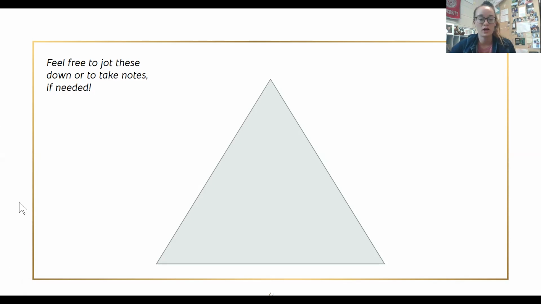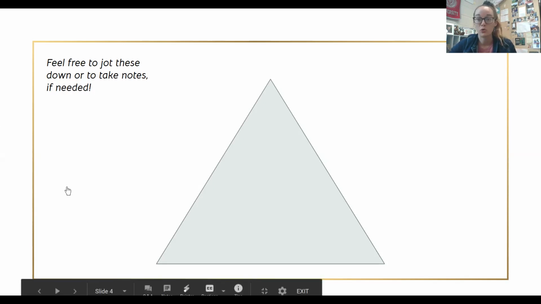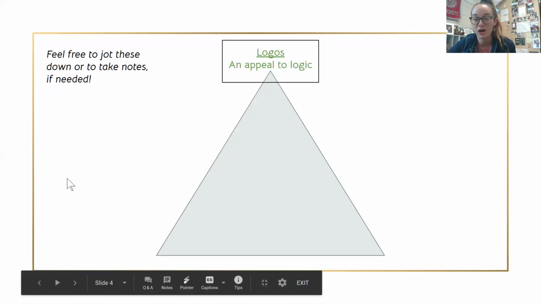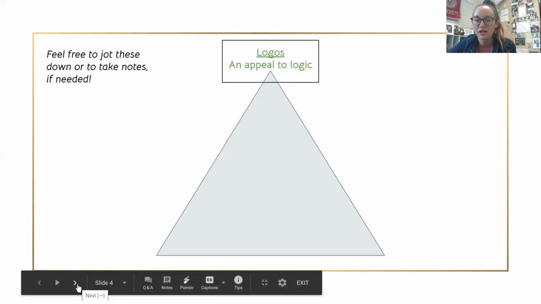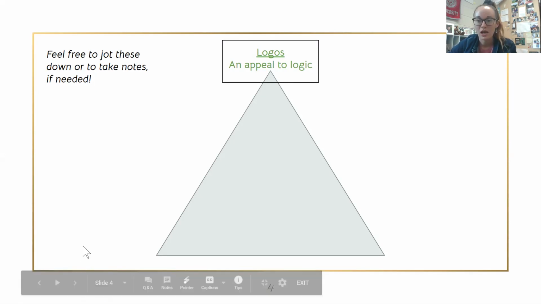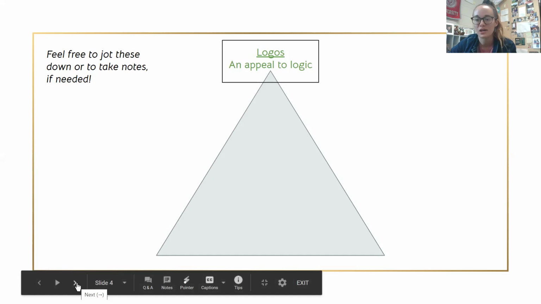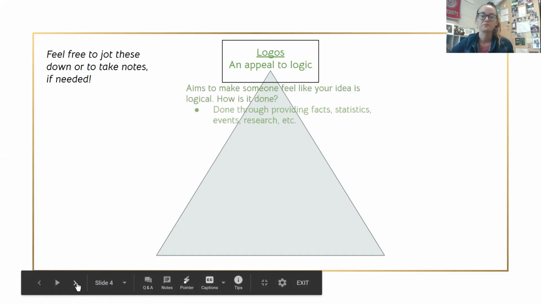So the first appeal is logos. And logos is an appeal to logic. So what that means is a speaker or a writer, or something that's being created, is trying to appeal to someone's logic in order to make them believe what you're saying. Usually this is done through providing statistics, events, research, something concrete that appeals to someone's logic, which is usually facts.